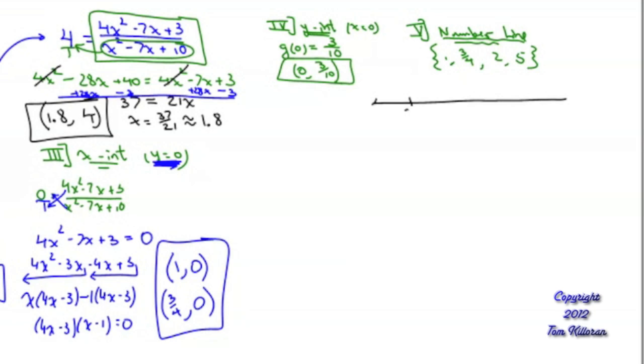Alright. Pick a number between negative infinity and positive 3/4. 0. It's always the easiest one if you can find it. If I plug in 0, I'm going to write the thing in factored form. The top factors are x minus 1 and 4x minus 3. The bottom factors are x minus 2 and x minus 5.